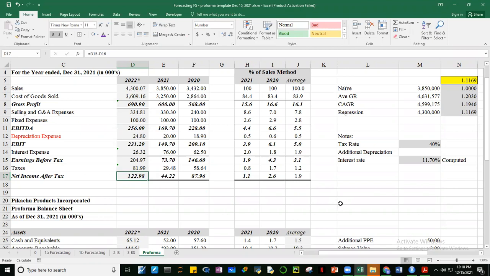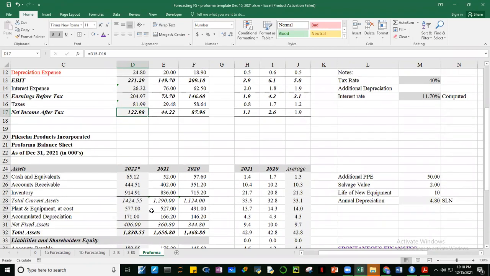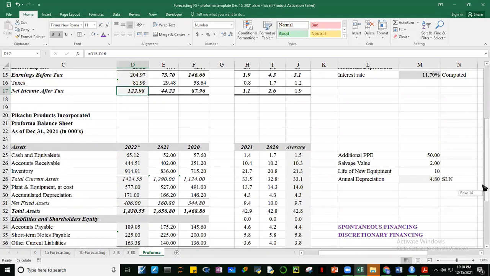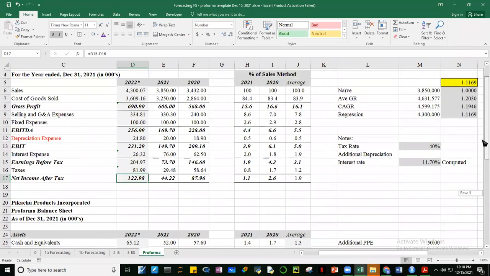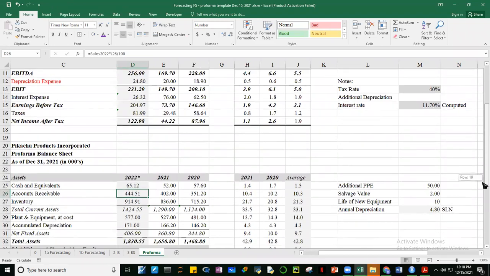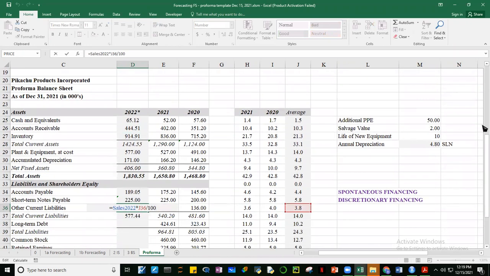Sir, saan po kinopi yung formula ng other current liabilities? Anywhere dun sa kinopya natin na base sa sales. Kinopya ko lang siya based on accounts receivable, no? Okay. Pero yung formula lang kinopya natin. Pwedeng based sa inventory, pwedeng based sa cash. Okay, thank you. So sales pa rin ng 2022 times the ratio.